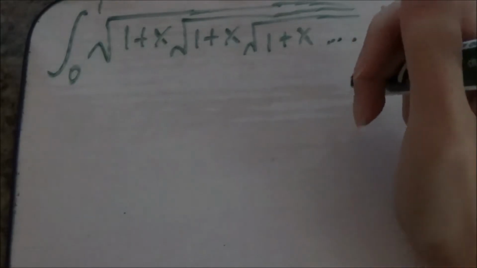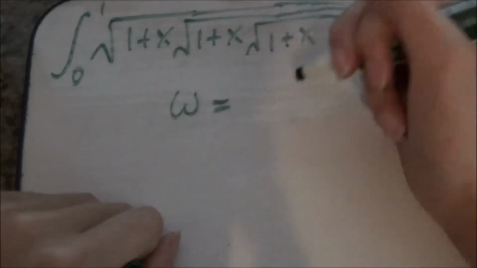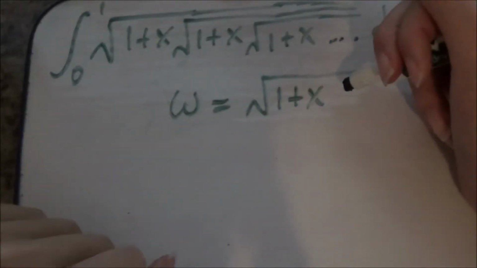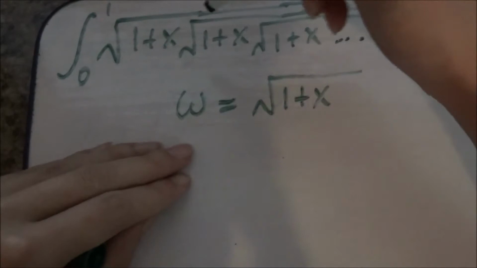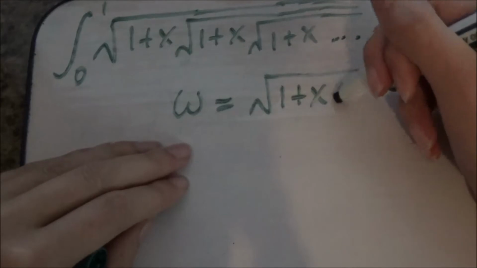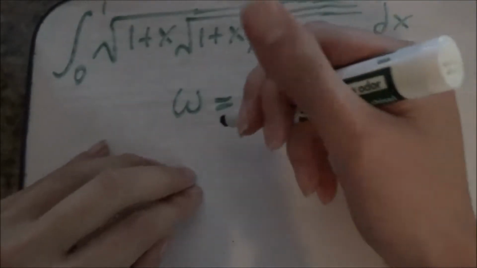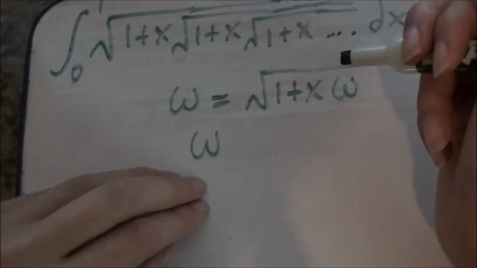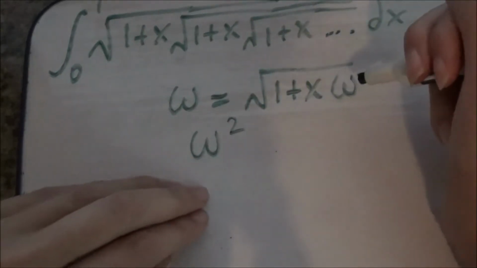All right, so we need to change that function. As you can see, it's an infinite function. So I'm going to let that function equal w. Okay. And let's see, this is 1 plus x. And then, of course, this is equal to the inside of itself, right? So this is w inside there. Okay. Now we go ahead and solve for w. Let's see, square both sides.